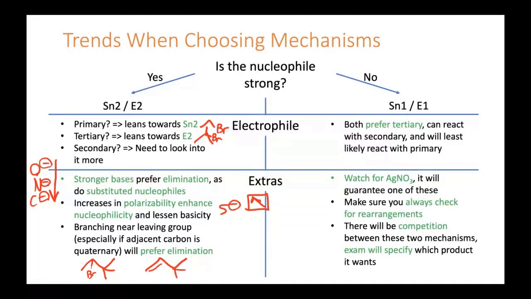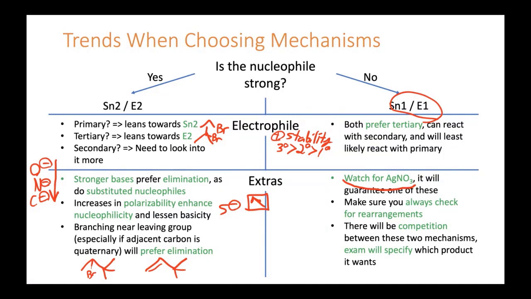So this is all because of tertiary, secondary, primary. This is the ranking of our positive stability. Tertiary, secondary, primary is our carbocation stability. And so that's also a trend that we look for in our electrophile. Extras, I say watch for silver nitrate again, because it will guarantee moving this way because you get that positive charge. So sometimes you can have a strong nucleophile if they add silver nitrate in there.